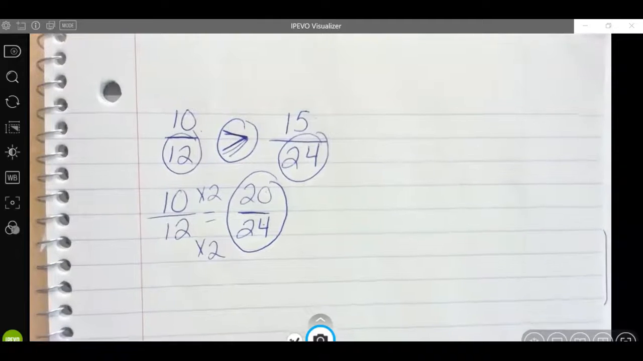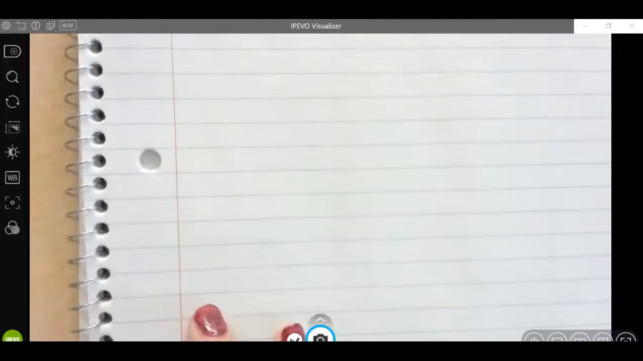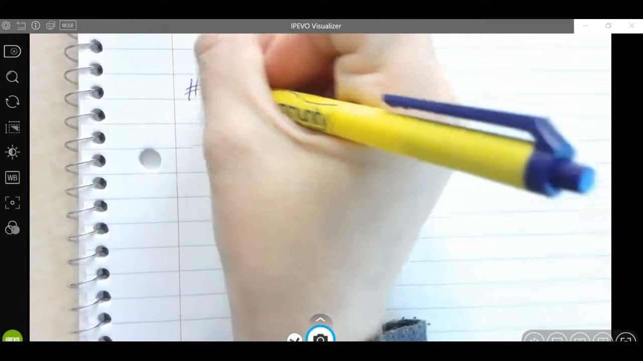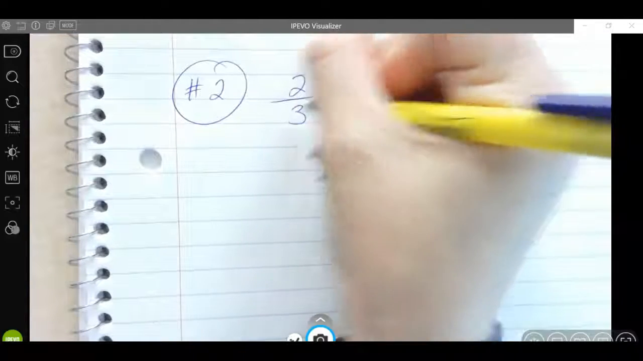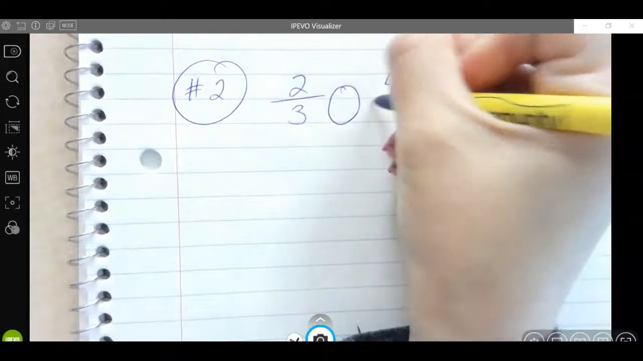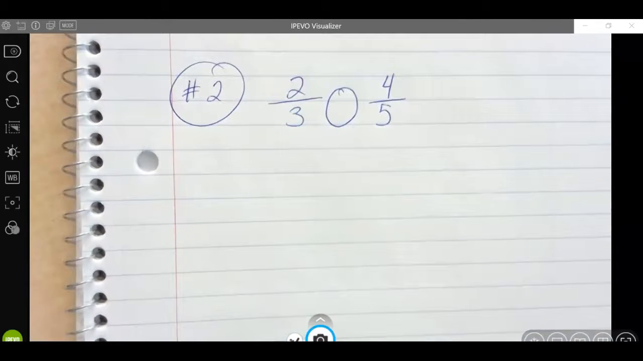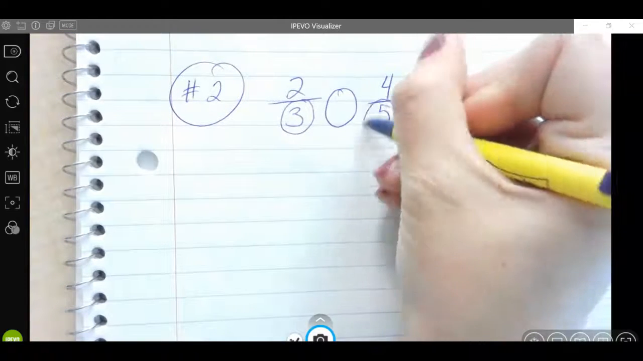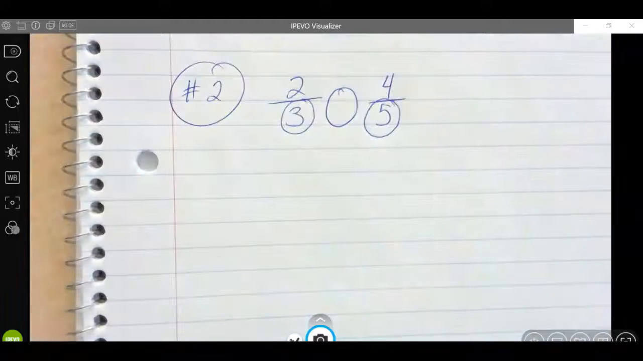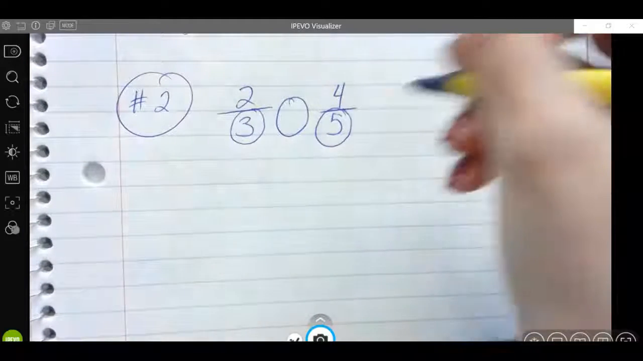Okay. This one's actually one from your homework. It's number 2 from your homework. And it's 2/3, and we're comparing it to 4/5. We need to make them have the same common denominator. And the easiest way to do this is to skip count by 3.